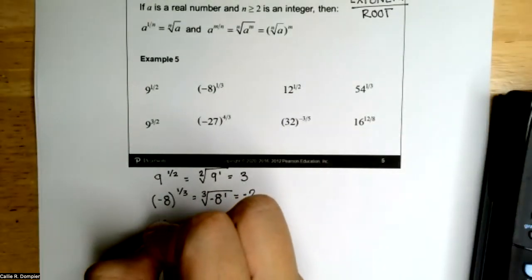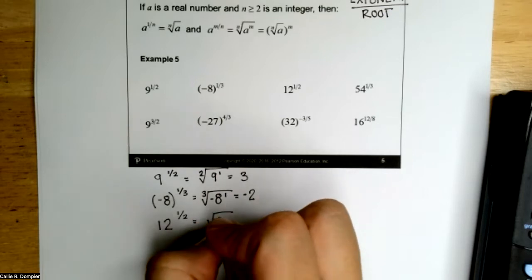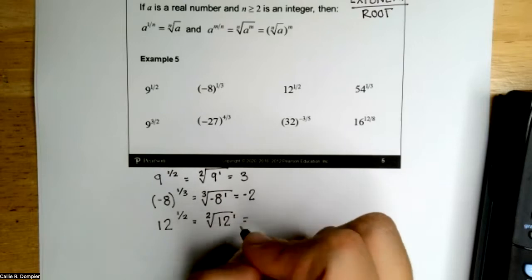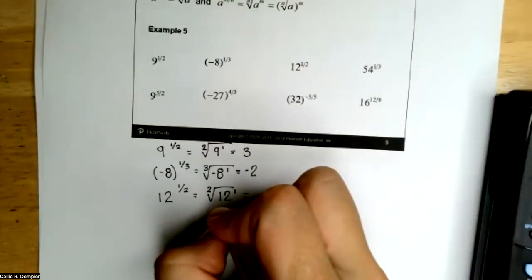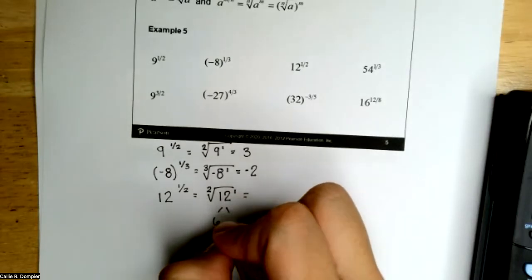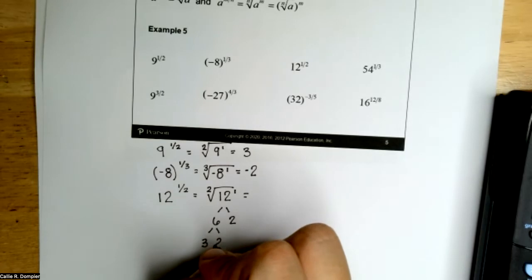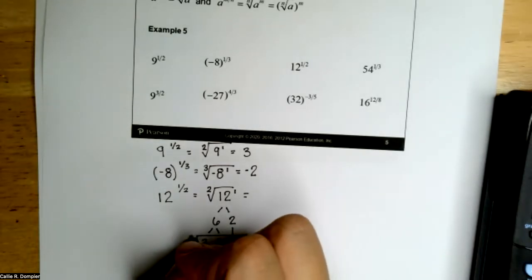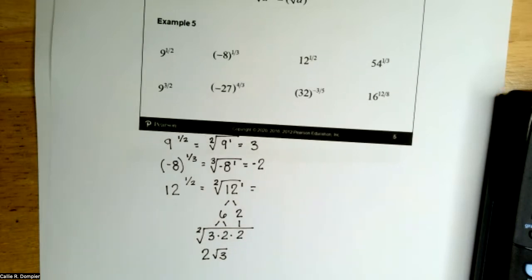12 to 1/2. The 2 goes here, the 1 goes here. So the square root of 12 is the same as the square root of 3 times 2 times 2, which is 2 square root of 3.